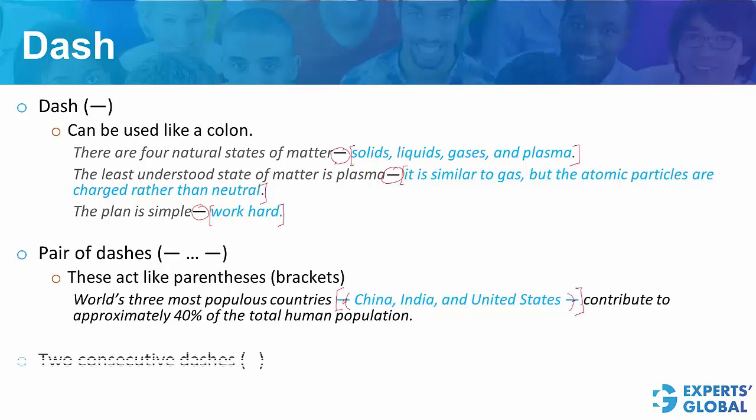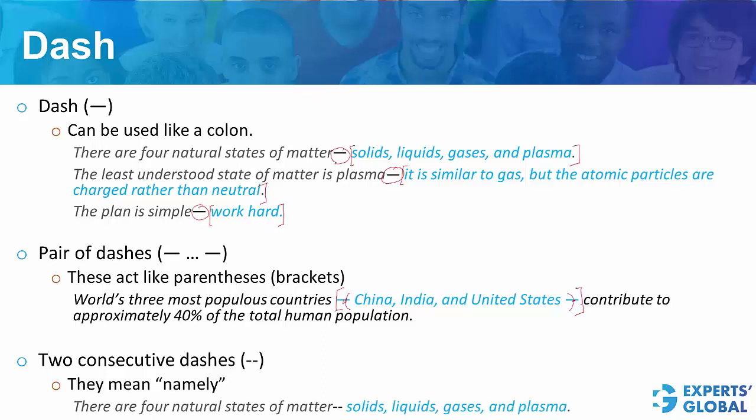Now last, 2 consecutive dashes. Any idea what this is? This simply means namely. So when you see 2 consecutive dashes in a sentence, just ask yourself whether replacing the dashes with namely would lead to a proper sentence. Look at this example here. There are 4 natural states of matter, namely solids, liquids, gases, and plasma. The sentence makes sense, and therefore the usage is correct.